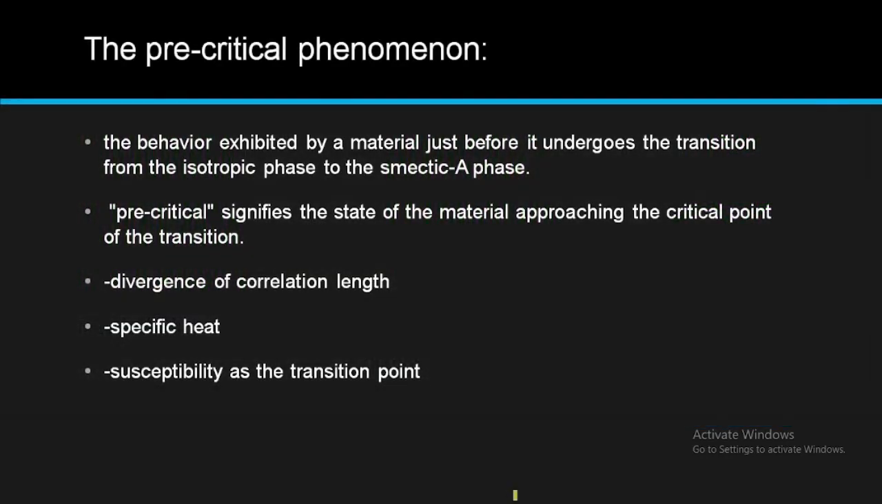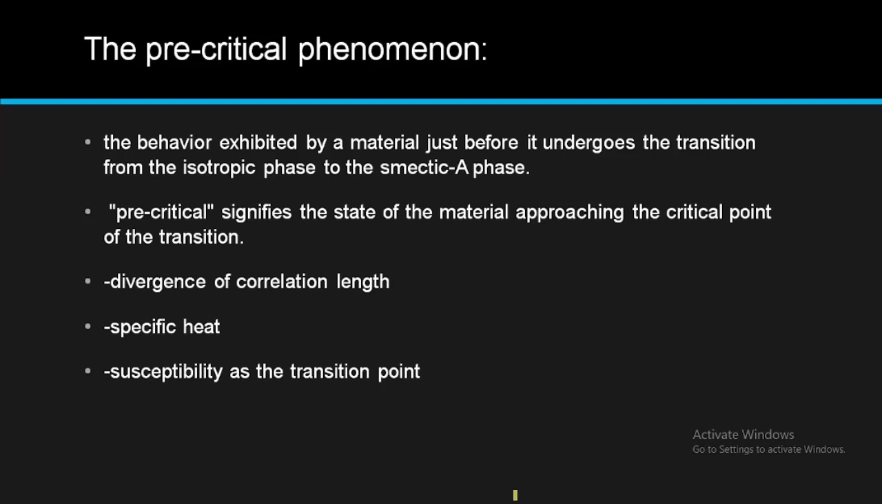Fine. Now we'll get into what is pre-critical phenomenon. So what is pre-critical phenomenon? When we look at the word structure itself, pre-critical phenomenon, it is something that is happening before something, right? The critical phenomenon. So it is a behavior exhibited by a material just before it undergoes the transition. So we know that there is a particular temperature where this material undergoes transition from smectic A phase to the isotropic phase. So what kind of behaviors does this particular material show just before this transition? That is what is called pre-critical phenomena. This pre-critical signifies the stage of the material approaching the critical point of the transition.